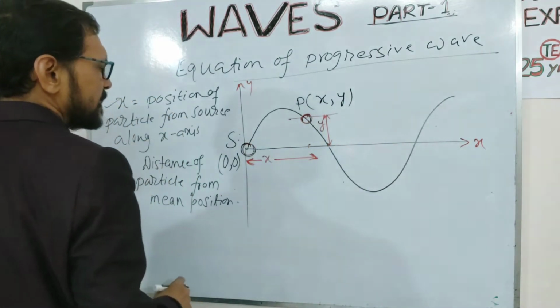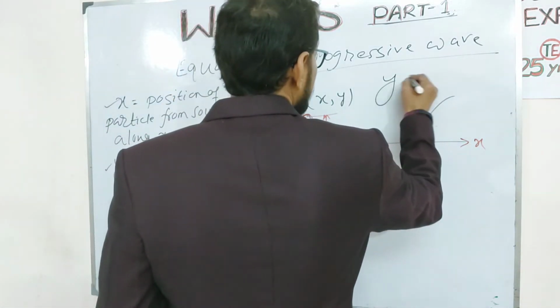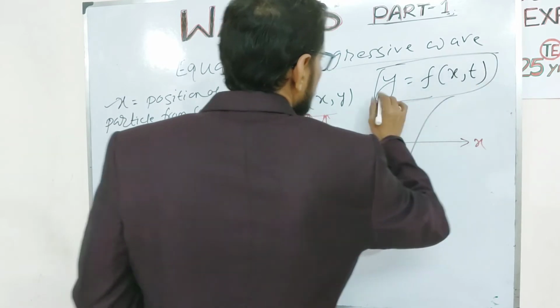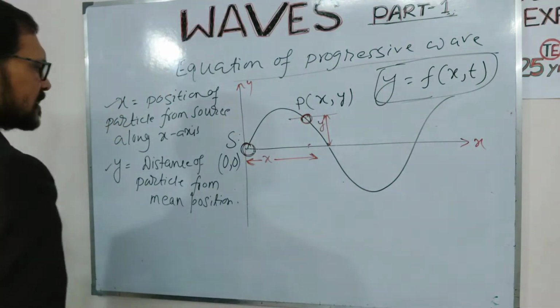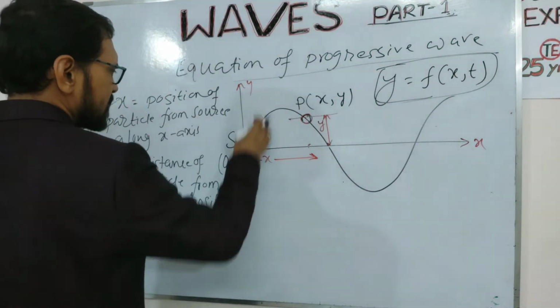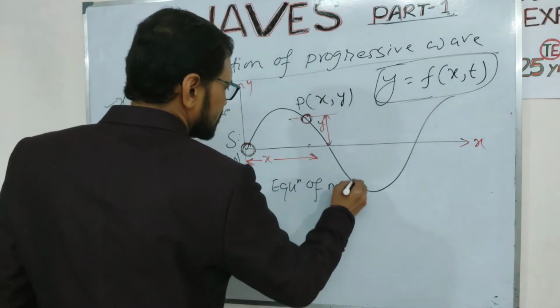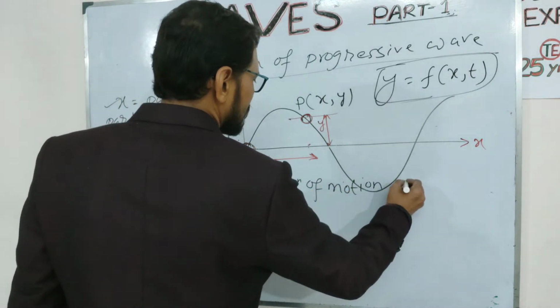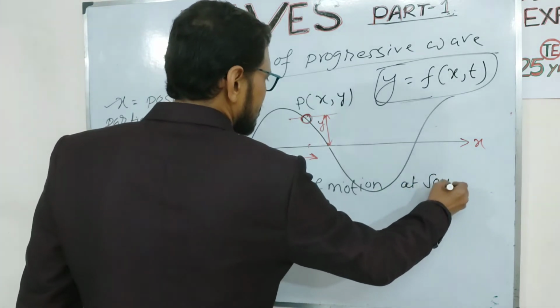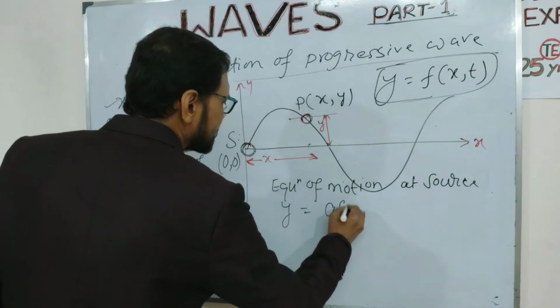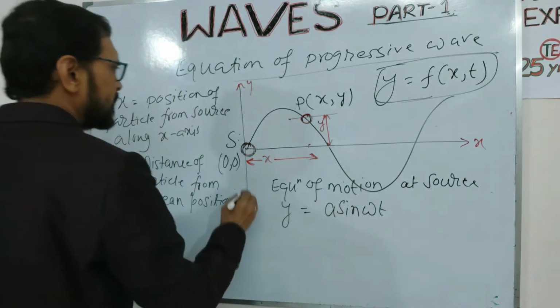We have to find y in terms of x and t. So y is a function of x and t. This will be the wave equation. So how does y become a function of x and t? First, every particle oscillates in SHM. The equation of motion at the source is y equals a sin omega t, where a is the amplitude.